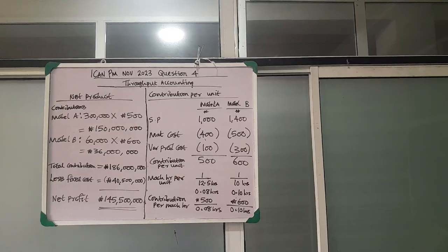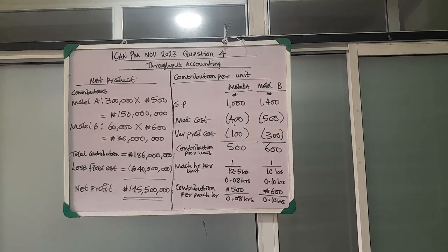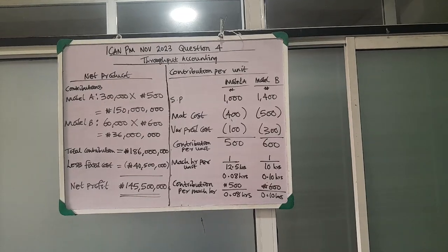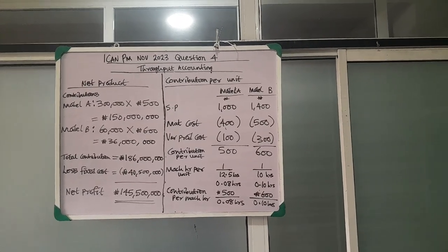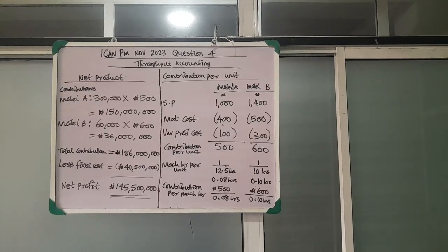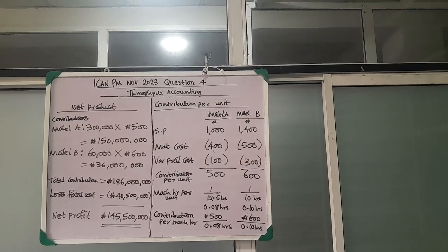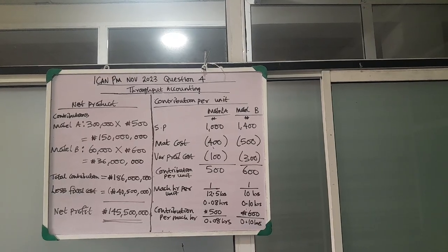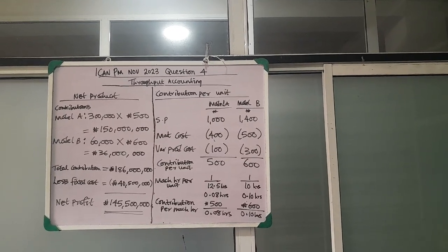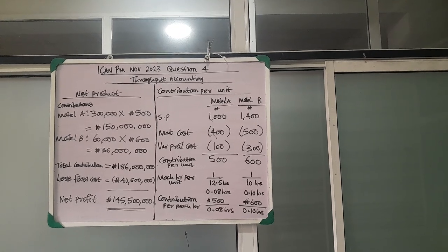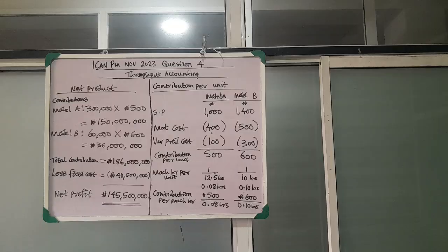We will proceed to provide a solution to the B part of the question. The B part says, calculate the throughput accounting ratio for each of the two models and briefly discuss when it is worth producing a product where throughput accounting principles are in operation. Your answer should assume that the variable overhead cost amounting to 24 million incurred as a result of the chosen product mix in part A is fixed in the short term.